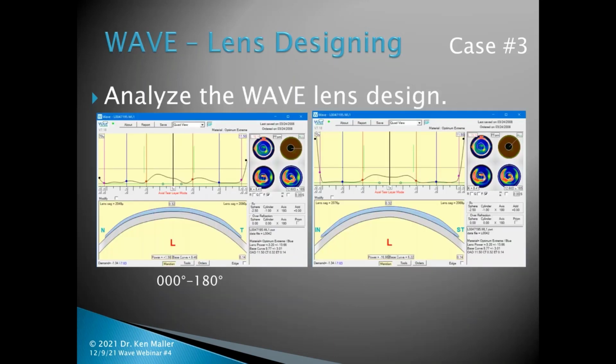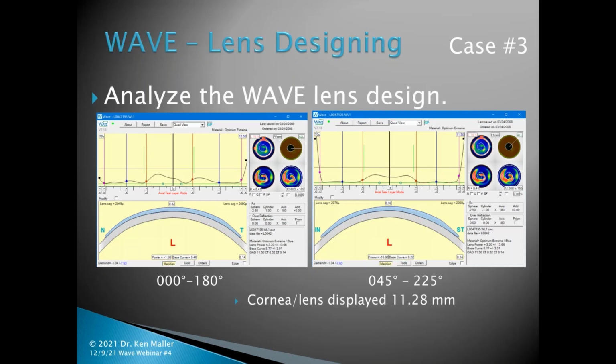Okay, here's the lens design in the 0-180 meridian and the 45-225 meridian. And in this particular case, I am putting up all 8 semi-meridians so we can get a sense of what this lens looks like all the way around the clock.